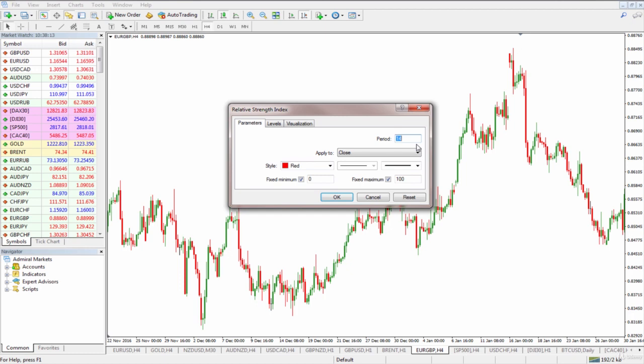If we enter a smaller number of periods, we would get somewhat more frequent signals for trade. For example, RSI 9 is used by scalpers. Since I'm trading mainly in the H1 time frame, I will leave the period 14. In the Apply To field, we choose which price the indicator will take into account. By default, it is close price. We will leave it as is and press OK.